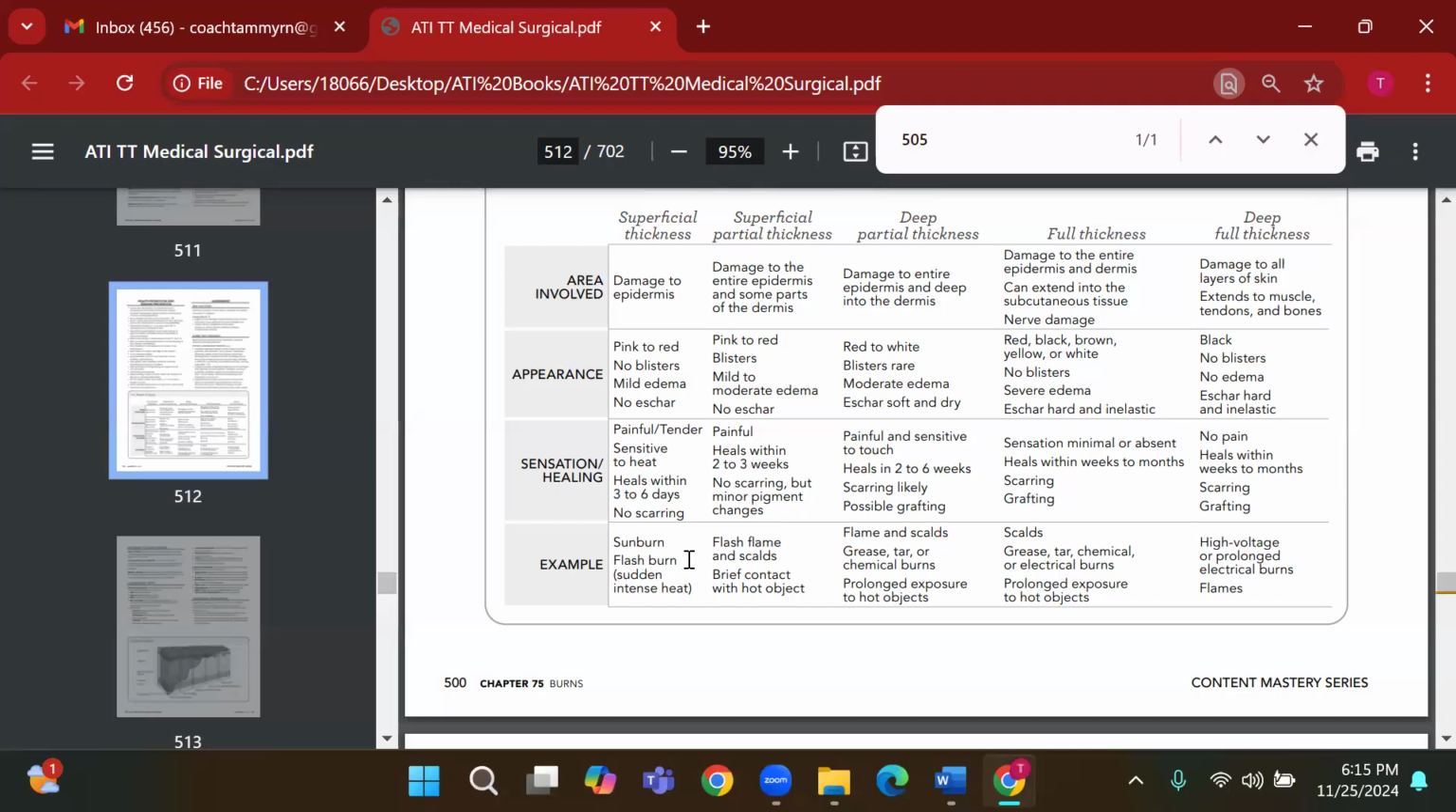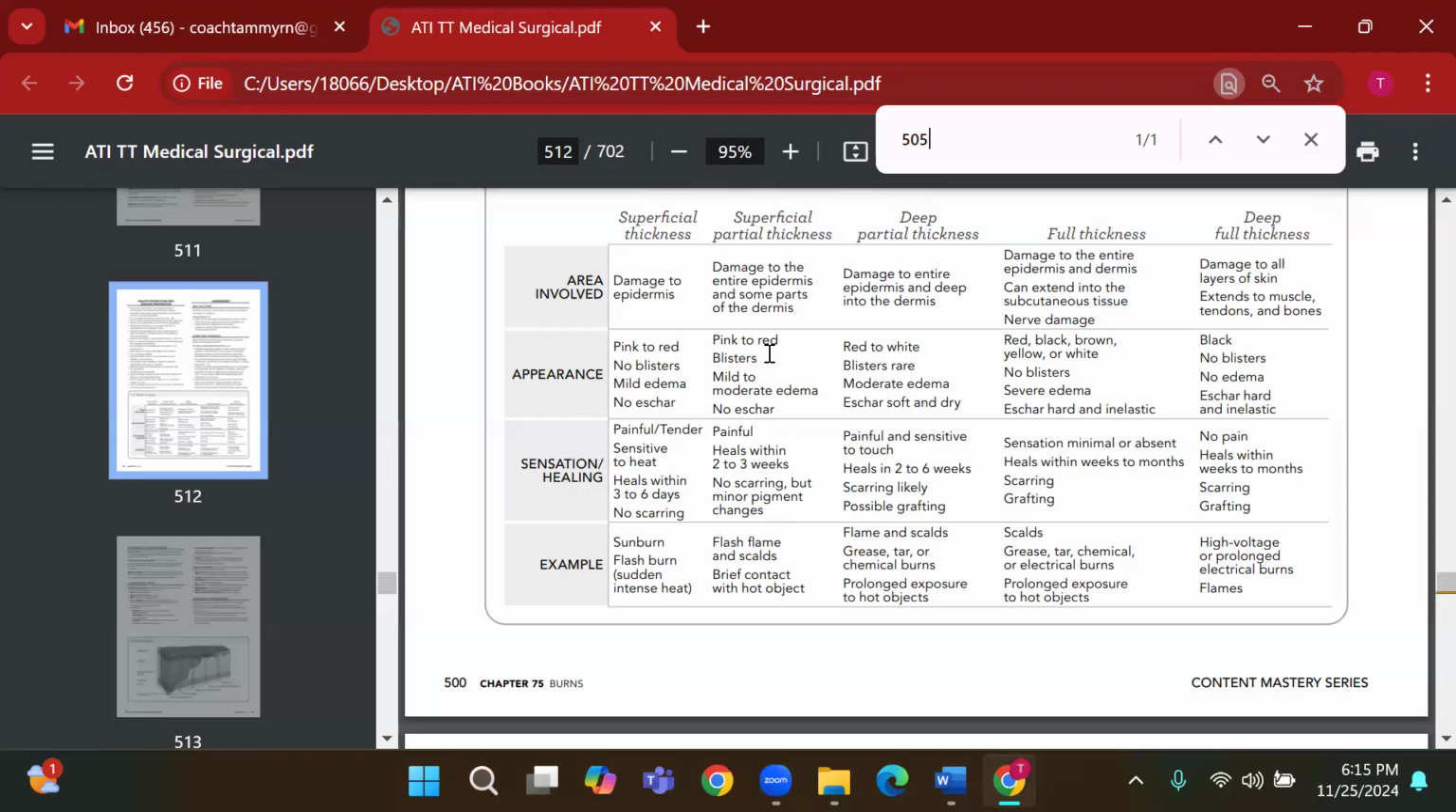Look, it could be a sunburn, it could be a flash flame, it could be contact with a hot object. So what I think you need to know here is when you're dealing with a superficial burn, it's epidermis or down into the dermis a little bit. No blister or blister, and a partial thickness would be a blister.